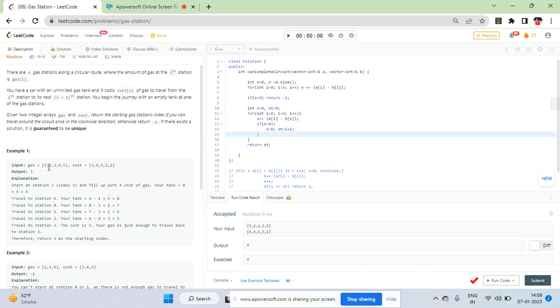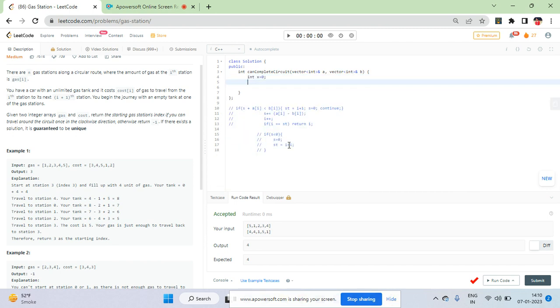First of all, you can check whether you can do the transaction or not: the summation of the difference array a[i] minus b[i] should be equal to or greater than 0, only then can you travel. If it is less than 0, you just say -1. Now you have to select a starting state. That's what you need to return, a starting index. Let's focus on how I have done that.